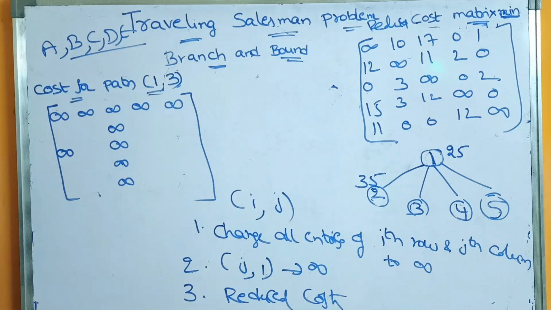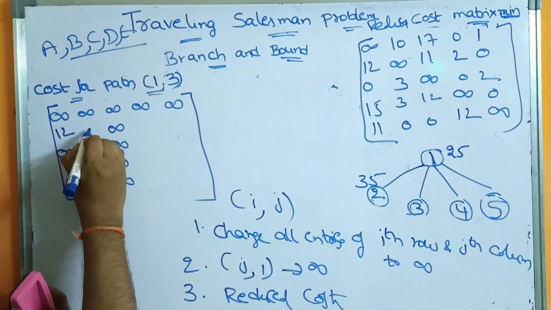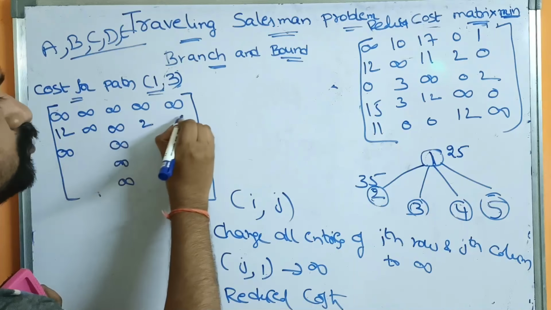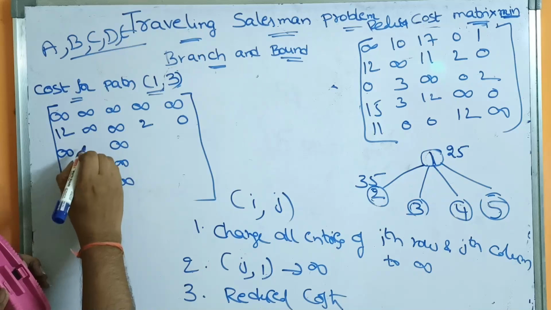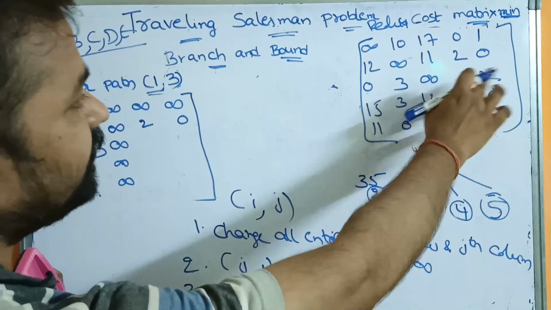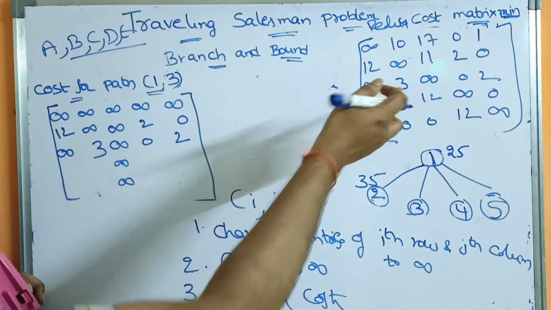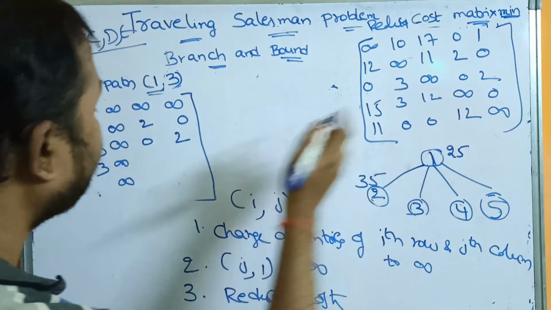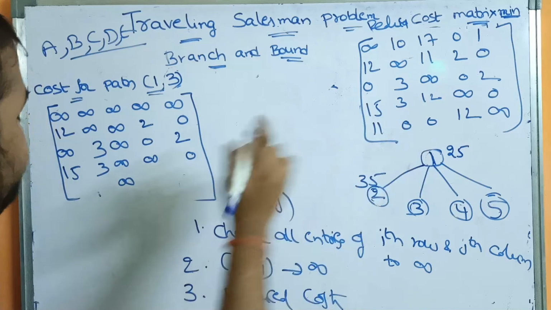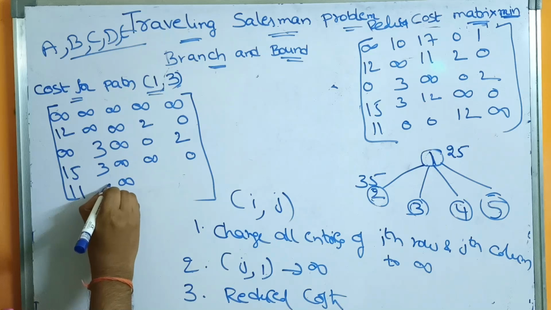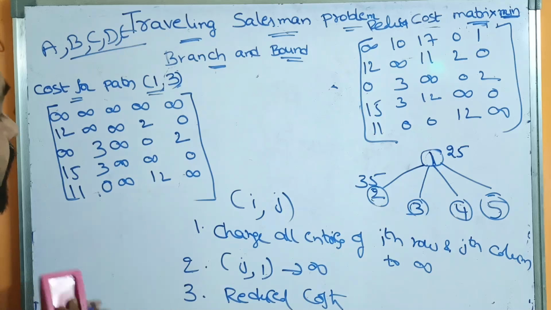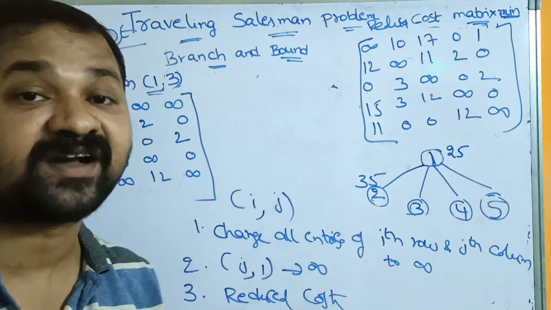And then we have to write the remaining values as they are. So 12, infinity, infinity. Next, the remaining are 2, 0. In the third row, infinity, 3, and the remaining values 0, 2. In the fourth row, 15, 3, infinity, 0. In the last row, 11, 0, 12, infinity. Now let us check whether it is a reduced cost matrix or not.